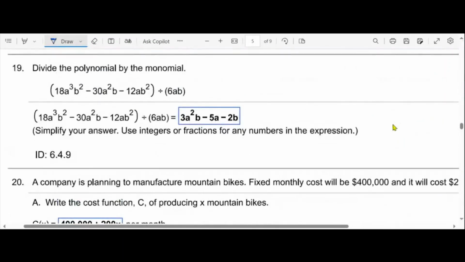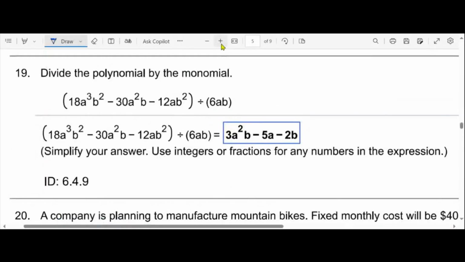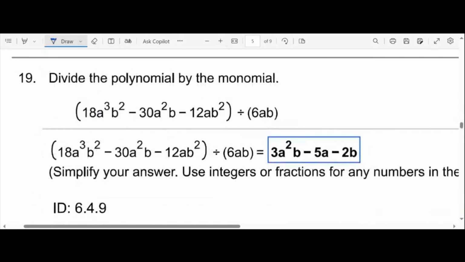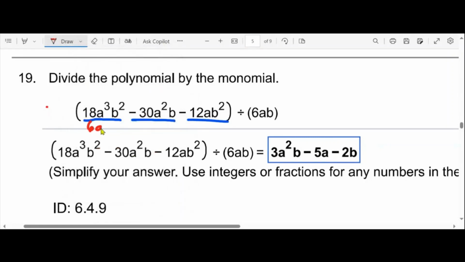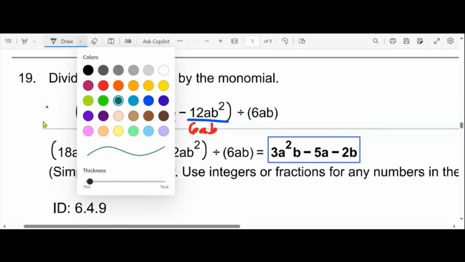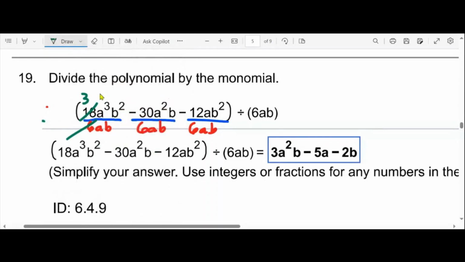Okay, number 19. Divide the polynomial by the monomial: open bracket 18a cubed b squared minus 13a squared b minus 12ab squared close bracket divided by open bracket 6ab. So Khalid, what am I going to divide by? You will divide by 6ab. And the first term will give us 3a squared, because 18 divided by 6 gives us 3.